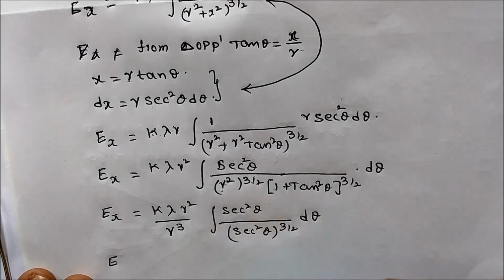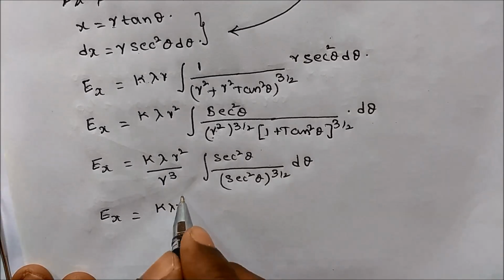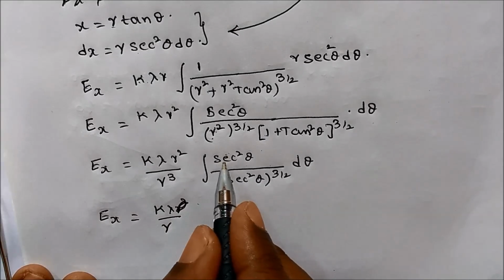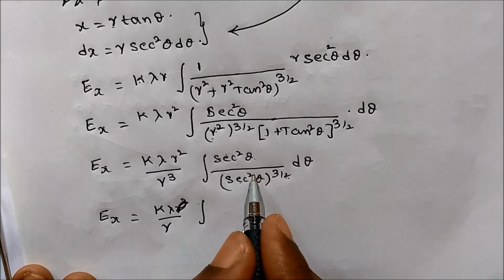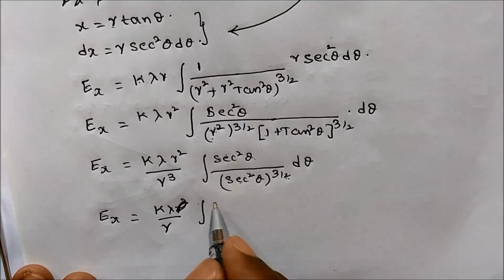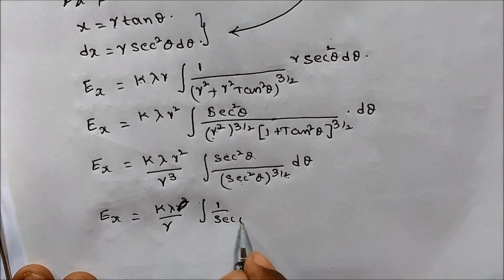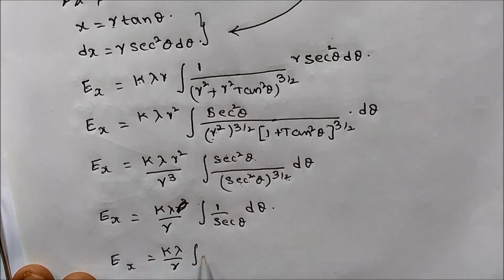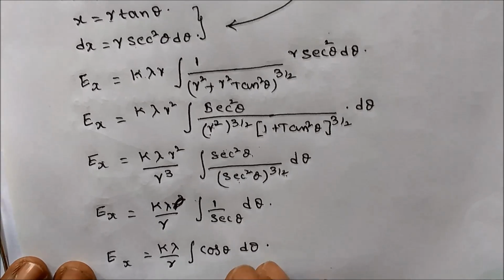Now Ex is equal to k lambda r square by r cube, which we can write as k lambda by r, integral of secant square theta by (secant square theta) power 3 by 2. Now these two 2s get canceled, and the remaining is secant cube theta. So secant square theta by secant cube theta is what, sir? 1 by secant theta. So Ex is equal to k lambda by r, integral of 1 by secant theta, which is nothing but cos theta d theta.